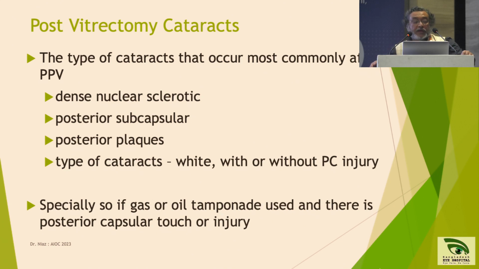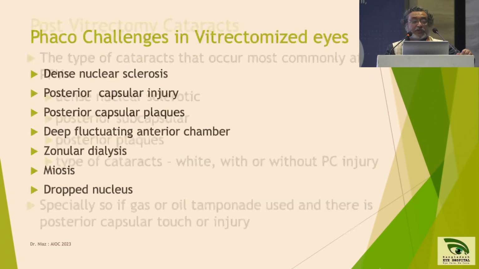Now, especially after gas or oil tamponade, the kinds of cataracts that we normally see are usually dense nuclear sclerotic cataract. And if during surgery we have touched the posterior capsule or injured it, even if there has been no rent, you can still develop a posterior subcapsular cataract, or sometimes a posterior plaque can form. I'll show you a video of it. And if there has been a rent in the posterior capsule, then quickly the fluid imbibes into the lens, and the lens can become absolutely white, and then there is a PC rent, and during surgery you can have a fall of the nucleus in the posterior chamber.